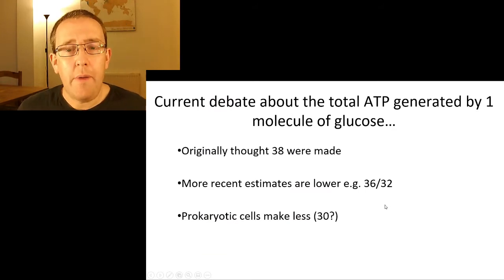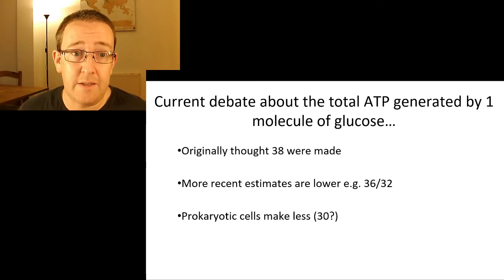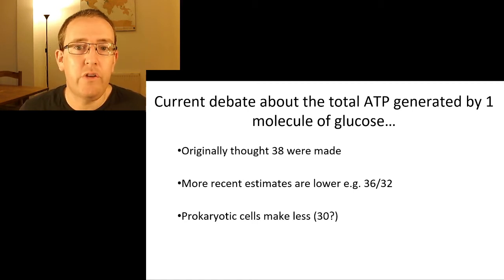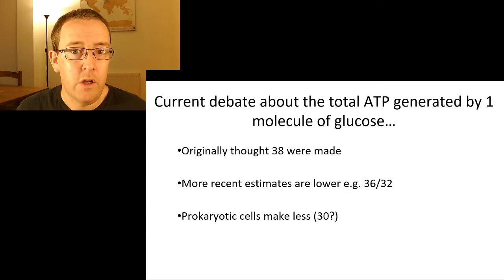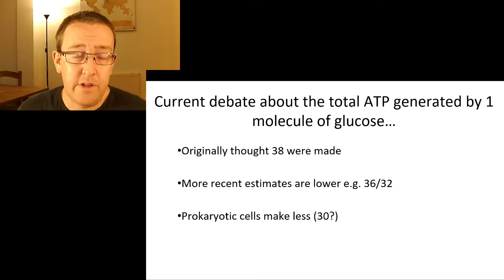So how much ATP? Now this is actually a fairly non-trivial question. The process we've described obviously is there to build up a proton gradient, and that proton gradient generates ATP. Originally it was thought that if you looked at an entire mole of glucose, you'd make 38 moles of ATP. So if one molecule of glucose, you'd make 38 molecules of ATP. However, these estimates have been changing through the recent decades. More recent estimates are lower than that, 36, maybe 32.